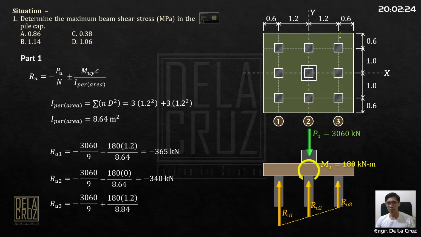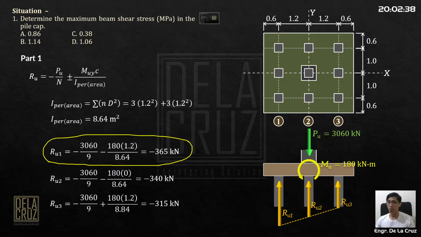Okay? Yung distance naman ng line 3 is still 1.2. Kuha natin negative 315. Ito yung pinaka-critical. So, again, yung magagamit lang natin is yung maximum reaction ng pile para makuha natin yung critical. The maximum beam shear stress in the pile cap.